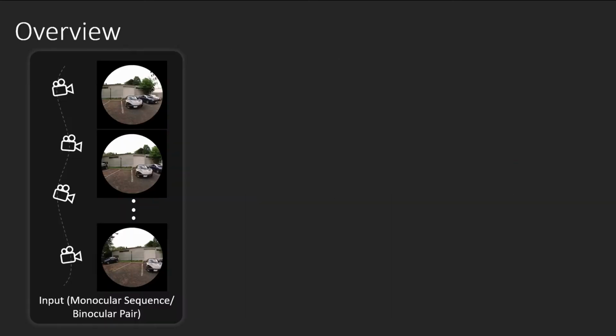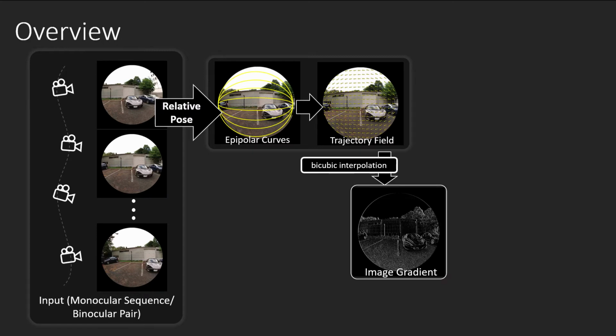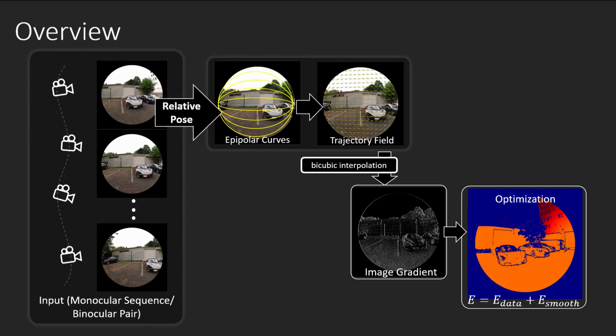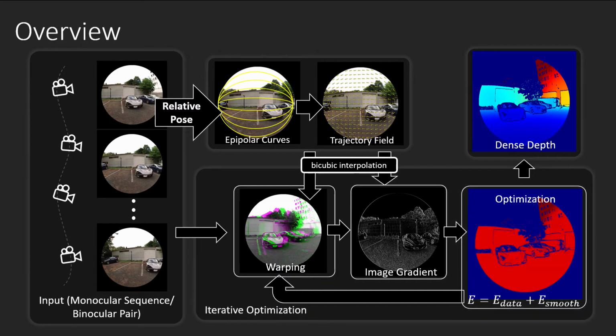Our method requires a pair of fisheye images with known relative poses and calibration parameters. These images can come from a binocular stereo pair or a monocular sequence. Using the relative pose and calibration parameters, we calculate a trajectory field which we use for solving the image gradients. The gradients are used for the real-time variational stereo optimization, which requires minimizing an energy function, usually with a data term and a smoothness term, and outputs a dense disparity, later converted to a dense depth map. The optimization is embedded in an iterative framework employing a warping technique to handle large disparities.